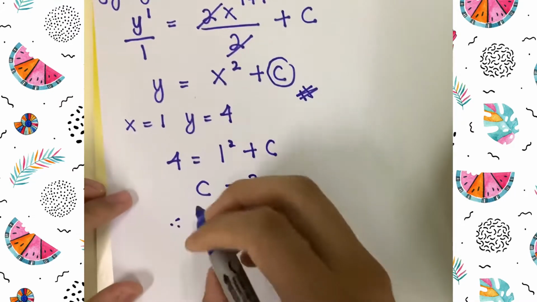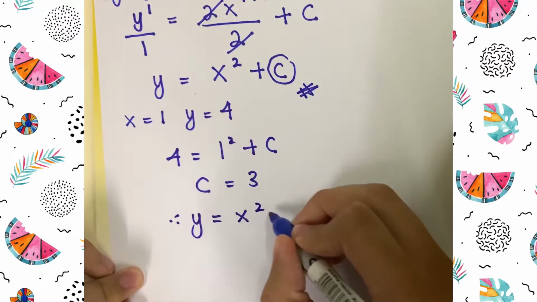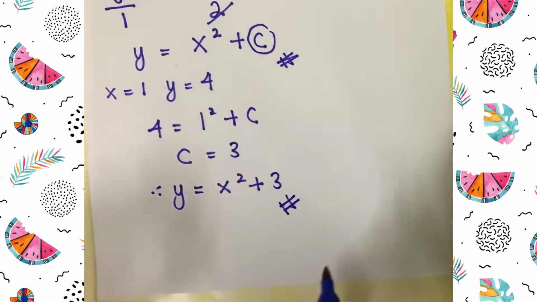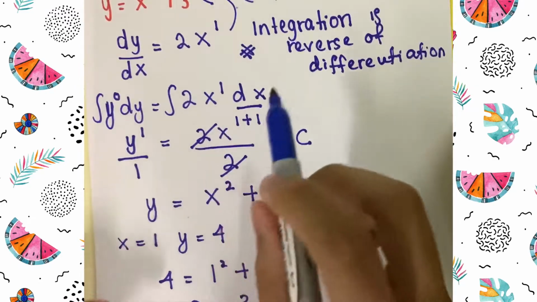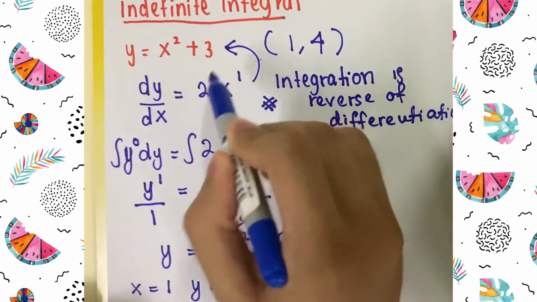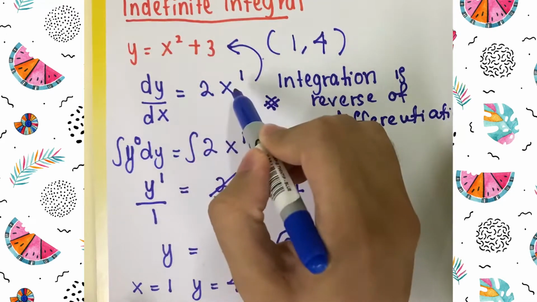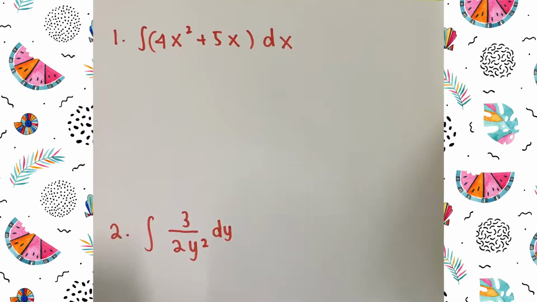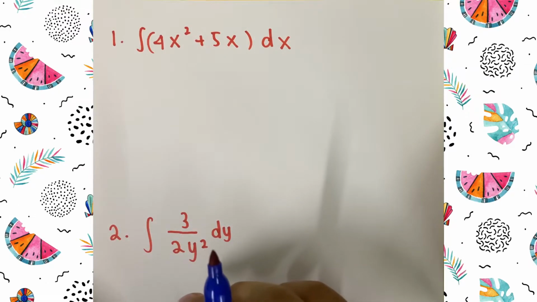So my answer is going to be x squared plus 3. You get your original function. So the idea is integration is the reverse process of differentiation. So if I differentiate to get this, my goal for integration is to reverse the process and get this back. So let's continue with some exercises.